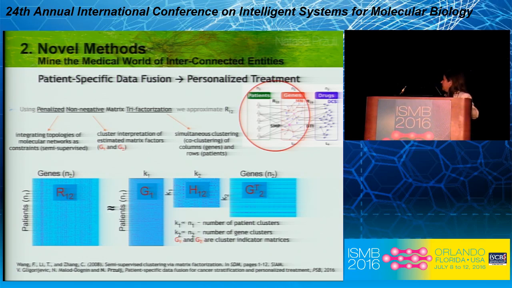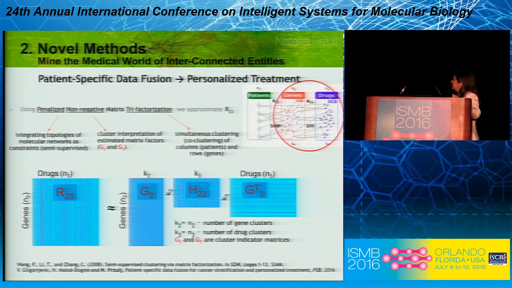So these are your cluster indicator matrices, and this is a compressed version of this matrix that you are approximating. Basically, you can view it as containing latent structures, a smaller dimensional structure of your data. As I said, penalized because we'll be integrating topologies of molecular and other networks. Non-negative because we want to have cluster interpretation. And it's tri-factorization because we want to co-cluster patients and genes. But this is just patients and genes.